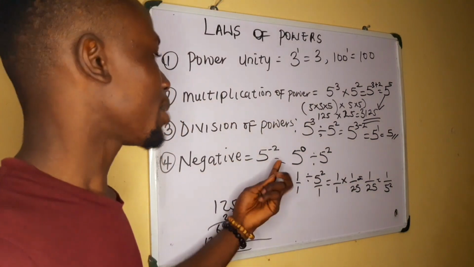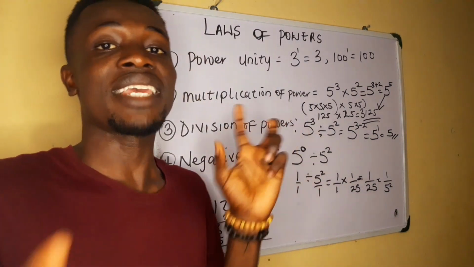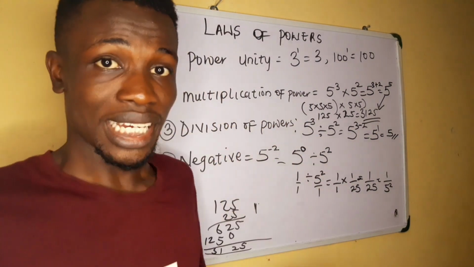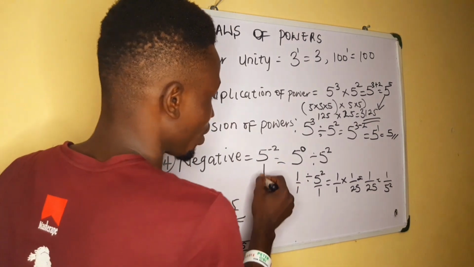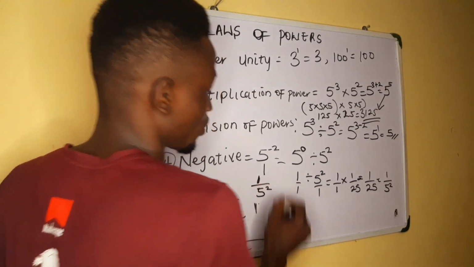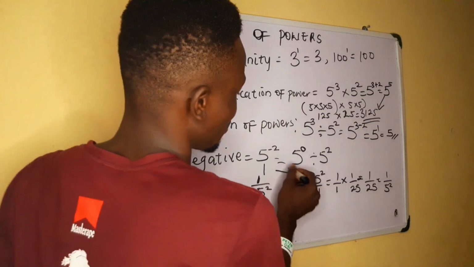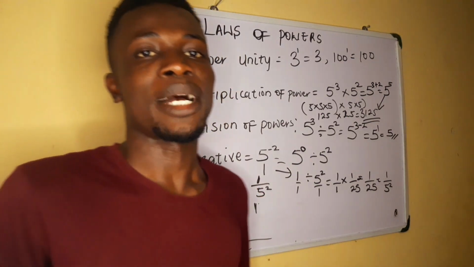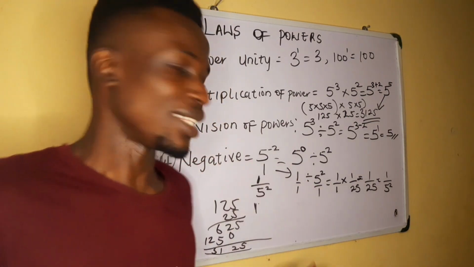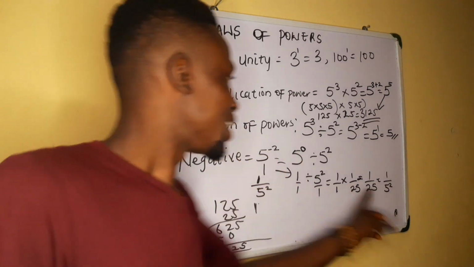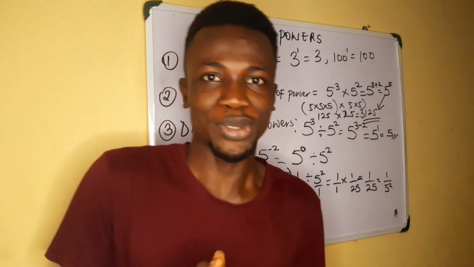Which I can wrap up to still mean 1 over 5 squared. So anytime you see a negative power, it is the inverse. It is 1 over that power. So this is simply 1 over 5 squared. I had to do this so you understand the process that got us to this. I hope you understood what we did here.